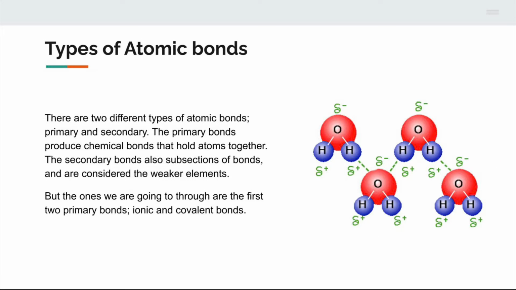So here I put there are two types, but in reality there are more types of atomic bonds, although I'm only going to be talking about two of them. One being the primary ones, which hold the atoms together, and the second one, which are considered weaker and don't have enough attraction to be together.